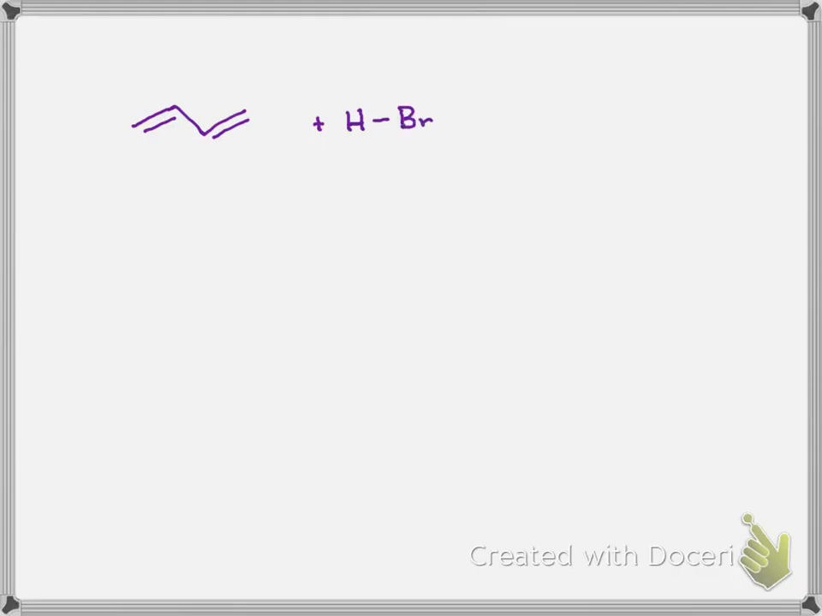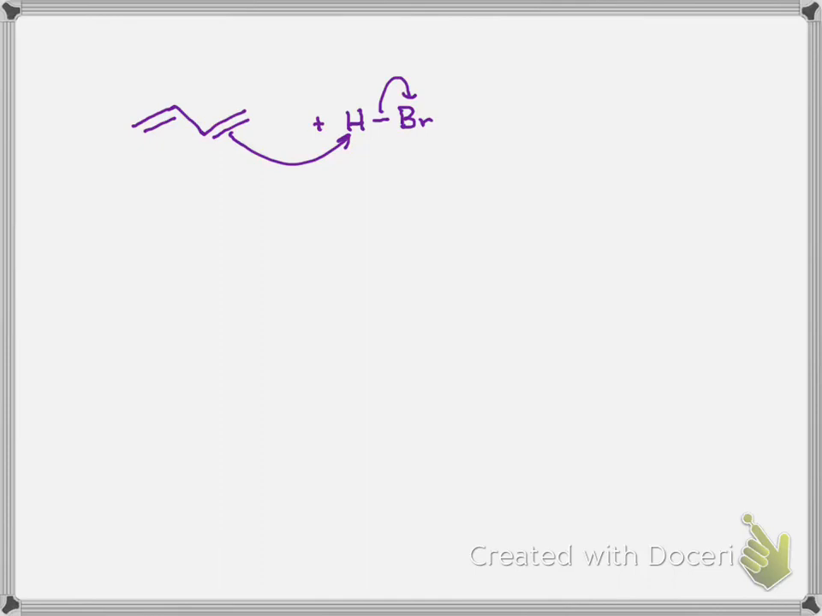And to emphasize the mechanism and why it's important, I'm going to draw the whole thing out. Okay. So what's the first step? The pi bond attacks the hydrogen. So I'm going to go like this, like that, right? So that'll form a carbocation.